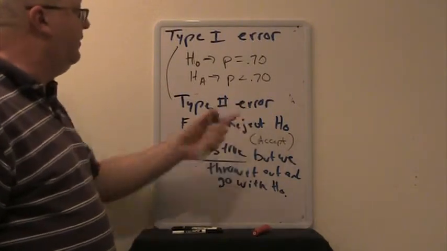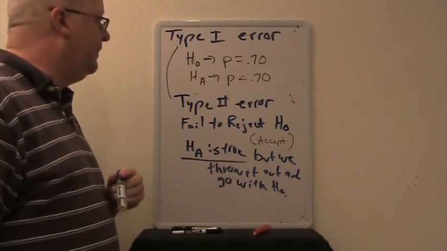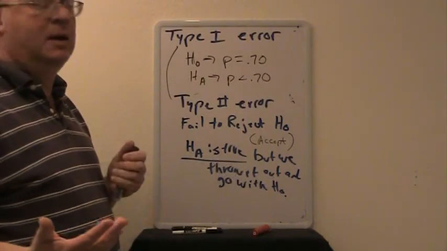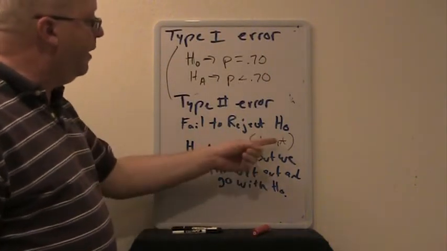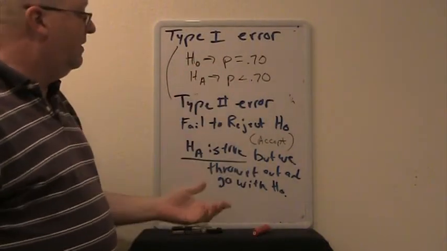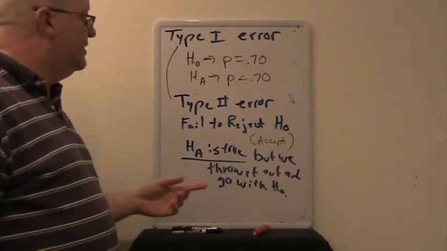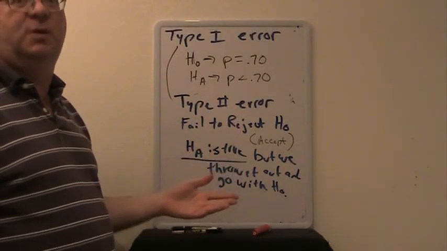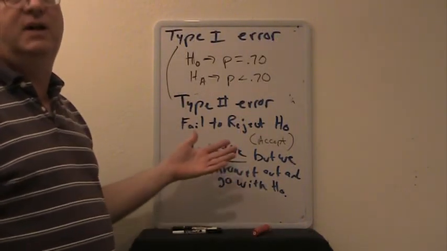Type 2 is many times called the OJ exception. The null in a court of law would be you're innocent until proven guilty. And so in OJ's case, we failed to reject that. We accepted the fact that he's innocent when in fact he wasn't. Okay? So type 2 is typically a greater type of error to make. It has more serious consequences, sometimes life and death consequences too.